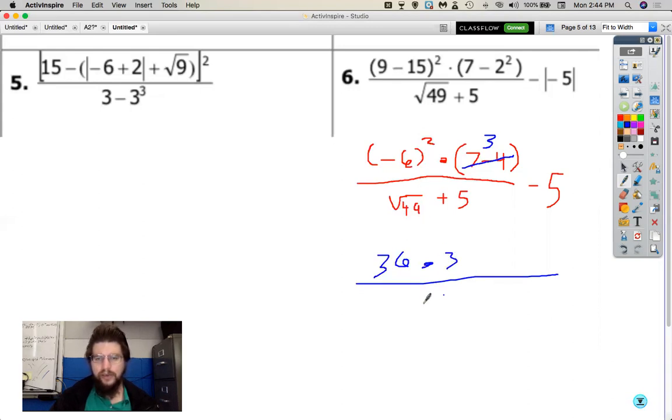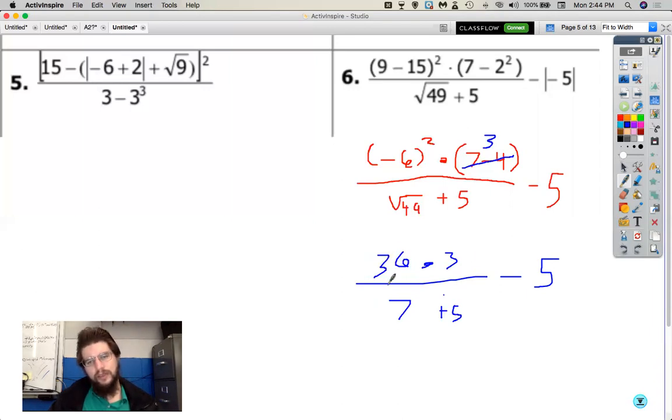I have another exponent here. Square root of 49 is 7. And that's 5. Okay, remember, division bars are grouping symbols. So I have the top and the bottom. Let me do those now. So if you have a division bar, you can assume this kind of thing's going on. Just simplify the top and the bottom before you do anything else with them.